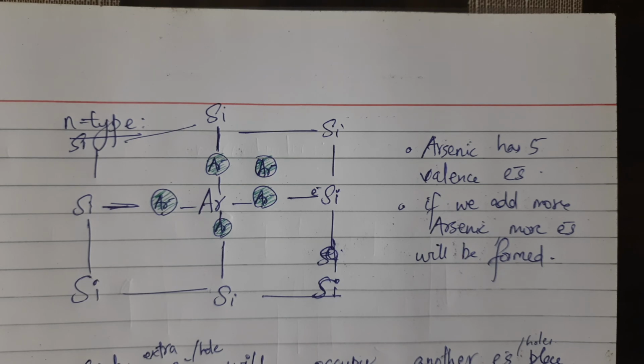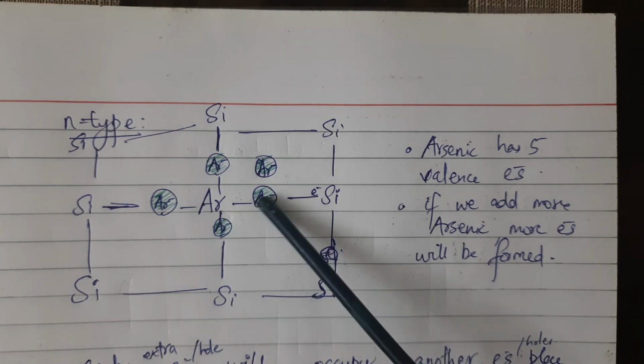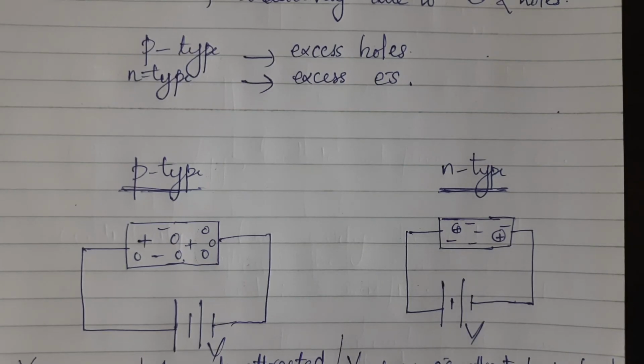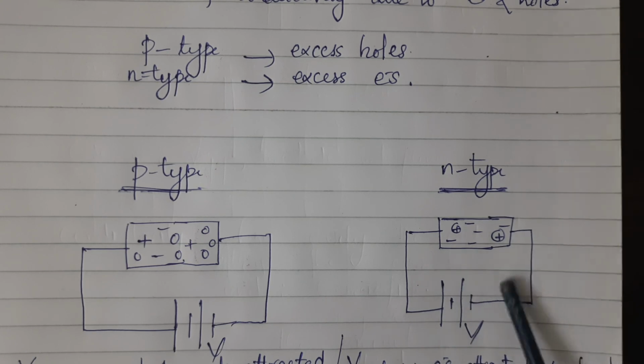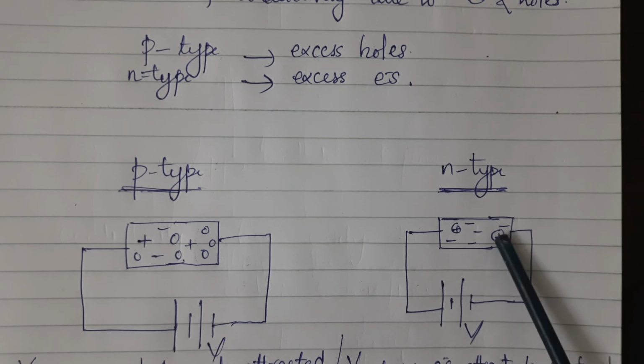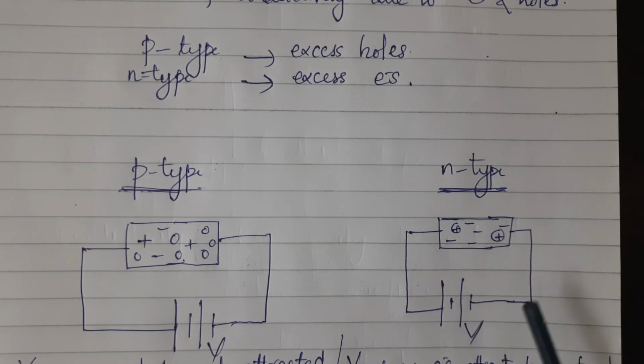Now in an n-type, we are applying a voltage. What happens? The electrons will get attracted to the positive terminal, and the holes will get attracted to the negative terminal. Because electrons are the majority carriers in n-type and holes are fewer, the majority current will be due to the electrons.